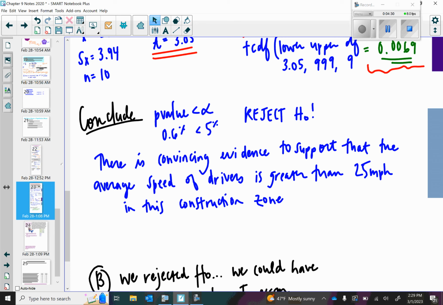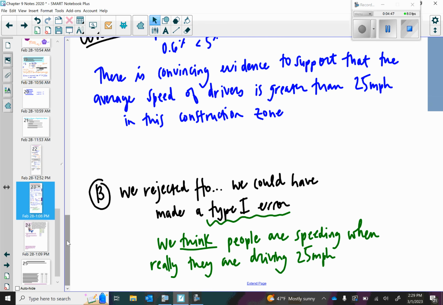Now that we have our conclusion, we can think about what kind of error we might have made. Because we rejected the null, we could have made a type 1 error. We make a type 1 error when we reject the null. We say it's not true, but it actually is true. So what would this mistake possibly look like? Well, we're saying we think that people are speeding. We reject the null. They are not driving 25 miles per hour, or we don't think they are, but they really are driving 25 miles per hour.